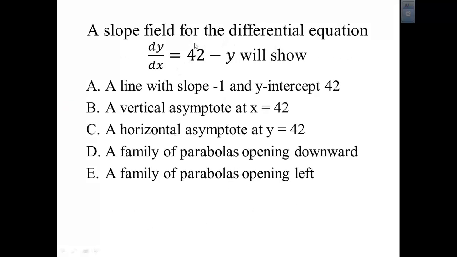All right, a slope field for the differential equation dy/dx equals 42 minus y will show a line with a slope of -1 and a y-intercept of 42. A vertical asymptote at x equals 42. A horizontal asymptote at y equals 42. A family of parabolas opening downward, and a family of parabolas opening left.